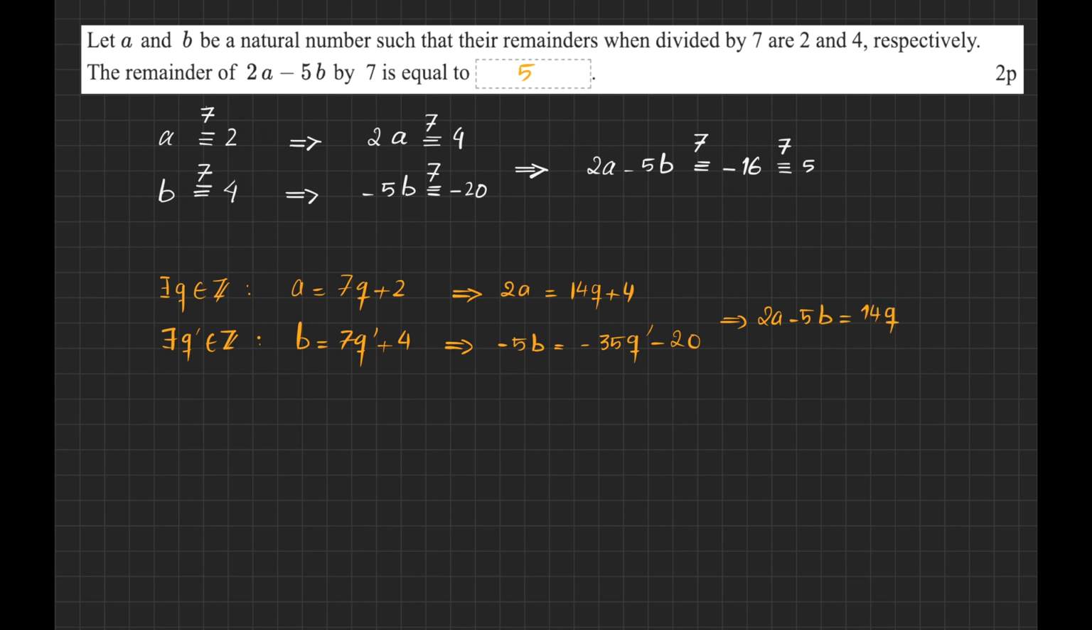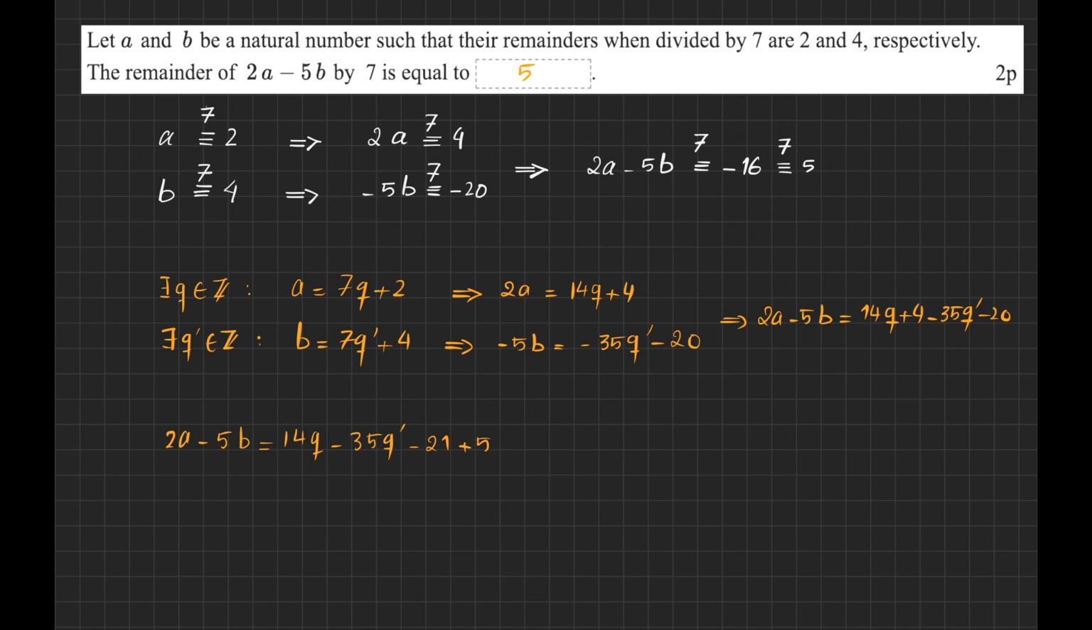14q plus 4 minus 35q prime minus 20. So if I simplify this a little bit, 2a minus 5b comes equal to, so this number and that number is minus 16, but instead of minus 16 I write minus 21 plus 5. So then it becomes 14q minus 35q prime, and then minus 21 plus 5.